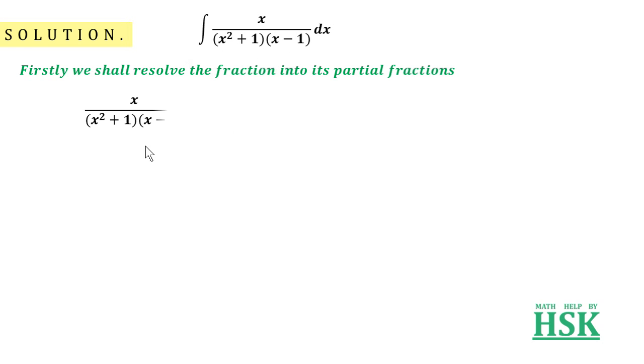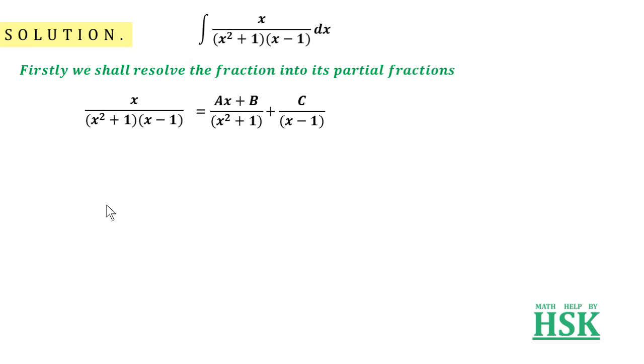So x upon x square plus 1 into x minus 1 will have the partial fraction as ax plus b upon x square plus 1. The first factor is quadratic, therefore in the numerator we are going to take ax plus b, and plus c upon x minus 1 because x minus 1 is linear. So we have to calculate the value of a, b and c, so that we could resolve the fraction into its partial fraction, right?